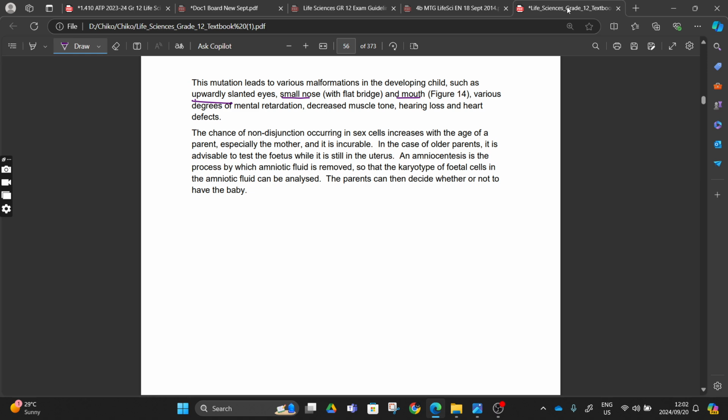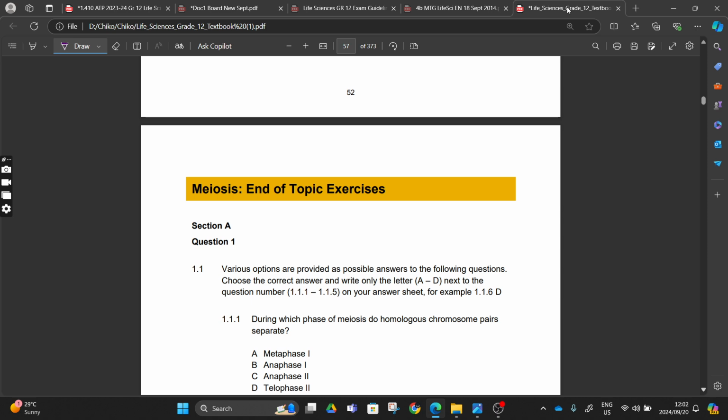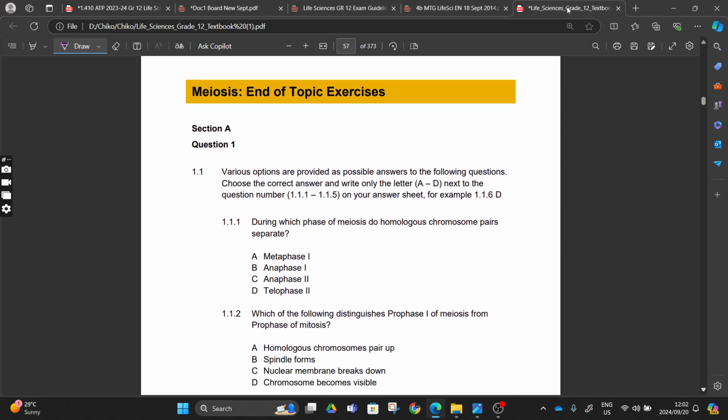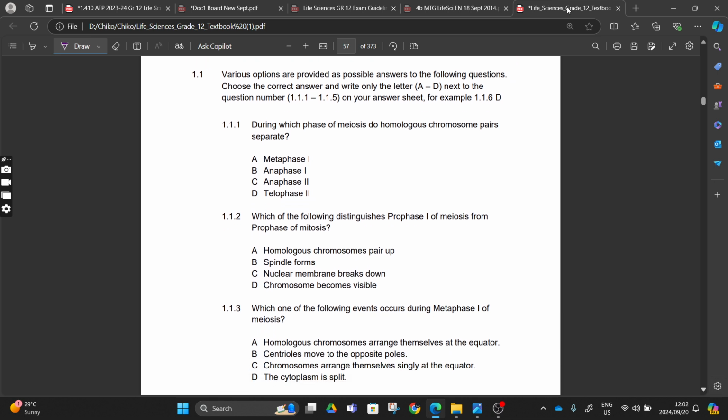The parents can then decide whether or not to have the baby. If you are pregnant and we check and find that your baby has Down syndrome, you can decide to terminate the pregnancy or keep the baby and give birth to that Down syndrome baby. That's what they're saying up there.